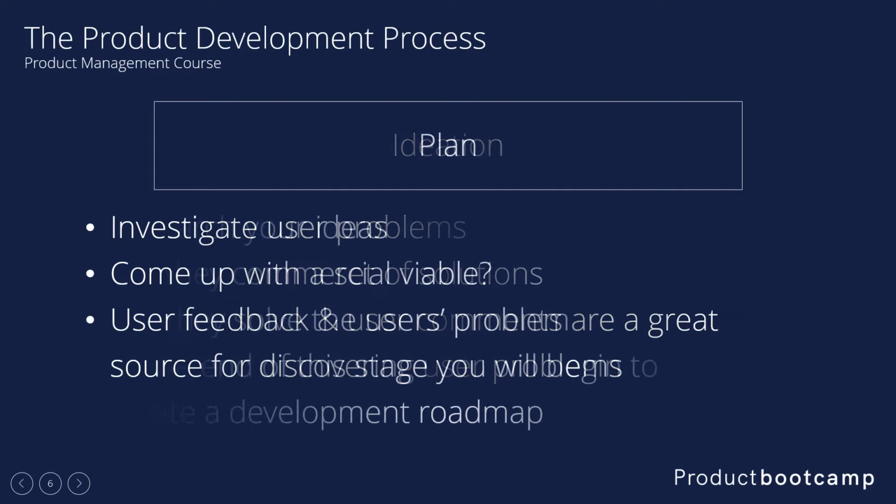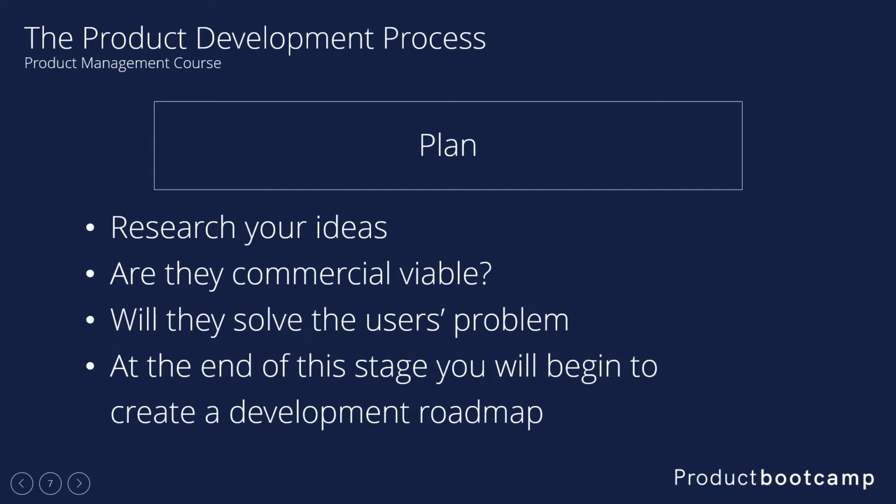Plan. In the plan phase, you'll be researching your ideas to understand whether they're commercially viable and whether they'll actually solve the user's problem. Towards the end of your research in the plan phase, you will start to develop the roadmap for your idea, trying to understand how long it will take and what resources will be needed.